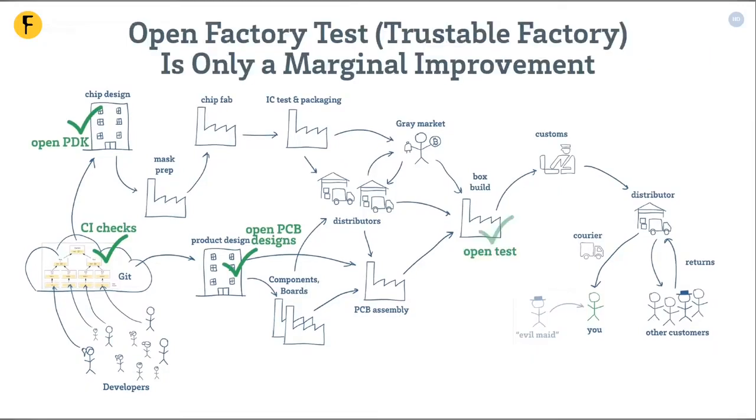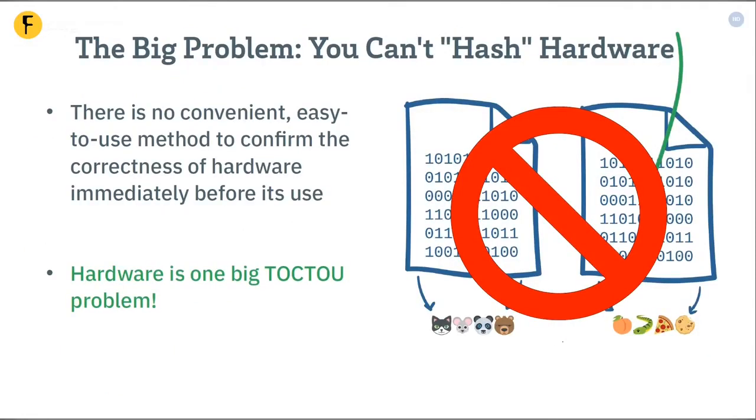I've heard proposals like, let's build a trustable factory. Let's put something on EU soil that we watch over and make sure that it's all approved and we don't have any potential for all this gray market stuff going on, and some open test infrastructure, whatever it is. The problem is you still haven't solved the problem of distributors and couriers and other customers and returns and exchanges, that sort of thing. So ultimately, this stems from the fact that you can't hash hardware. We don't have a hash function that we can run at home on the hardware we receive like we can run on the files we download from the internet and check them against signatures to make sure that they're any good.